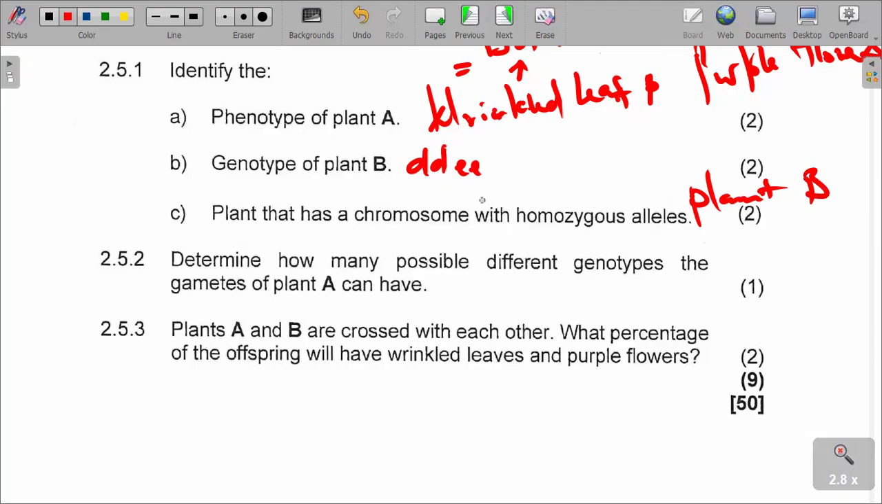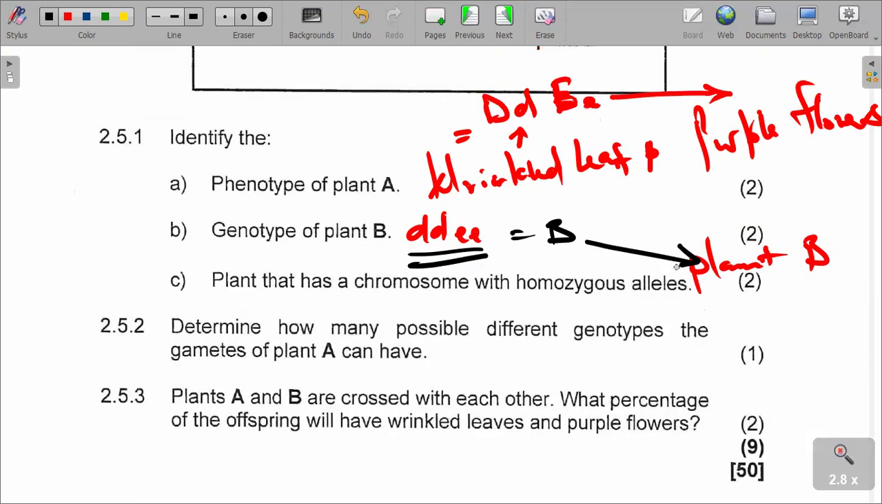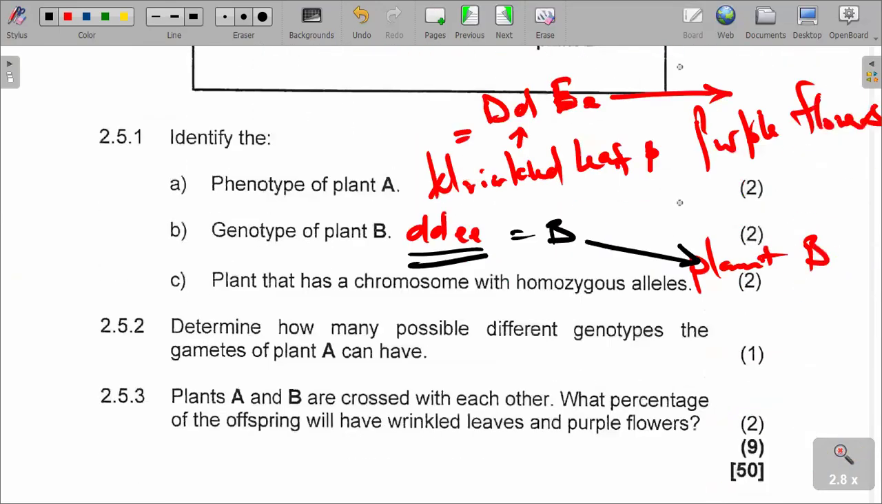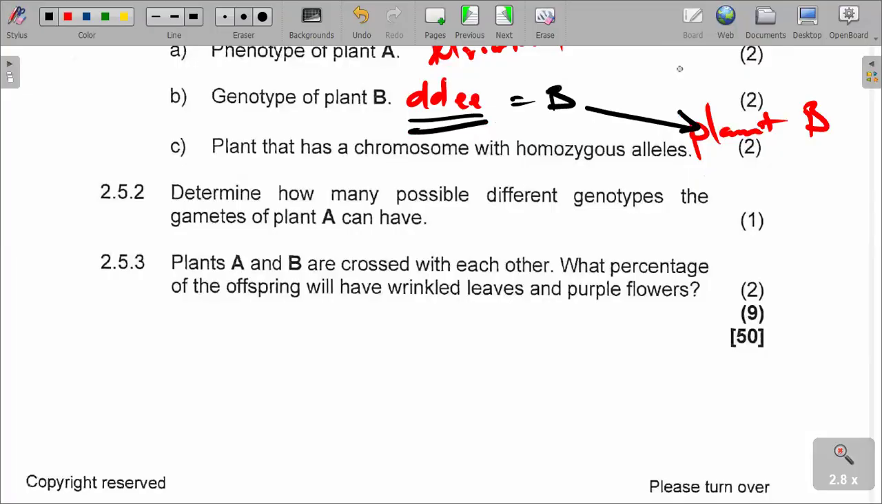Plant B, we are saying this is homozygous because of the expression we are given, which transfers to give us this answer. Homozygous, which we said means what? It means red and what? It means smooth and red flower. Both recessive alleles are given.